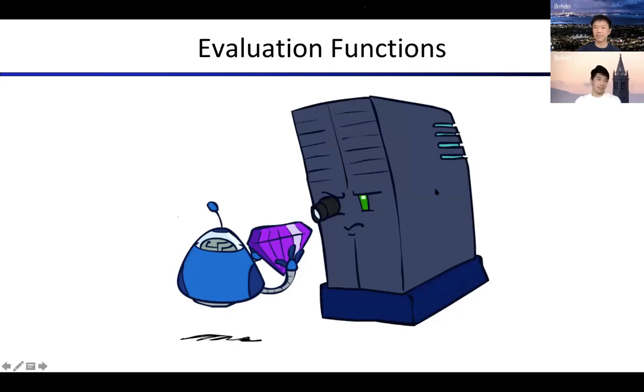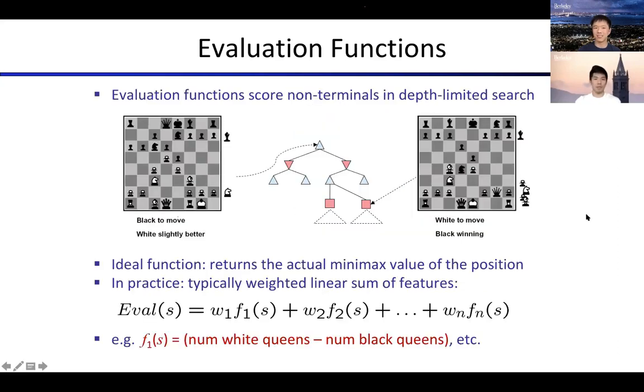And next, we're going to talk about evaluation functions a little bit. Evaluation functions basically score any non-terminal states in a depth-limited search. They are only relevant because we have to cut the search at some predetermined depth. So the ideal function should return the actual minimax value of the position.